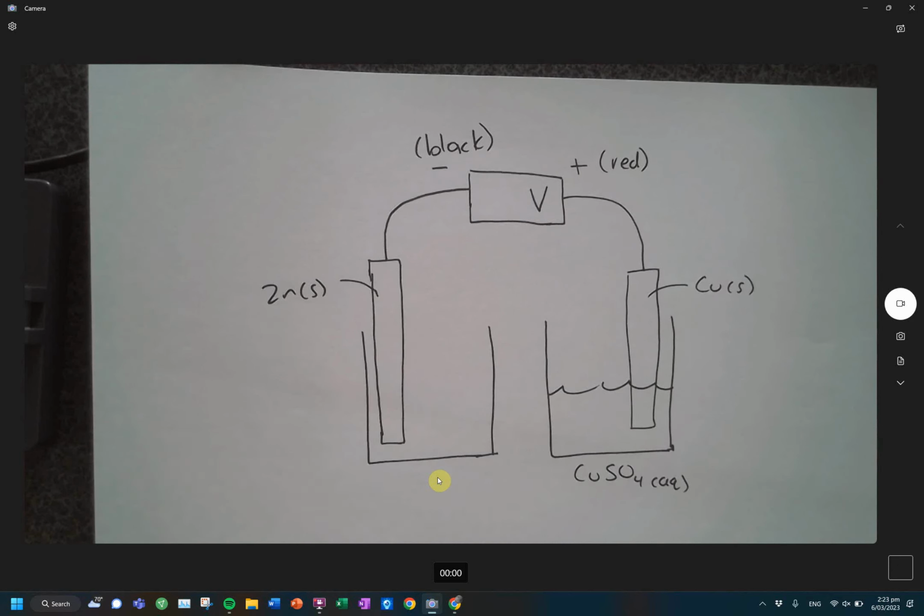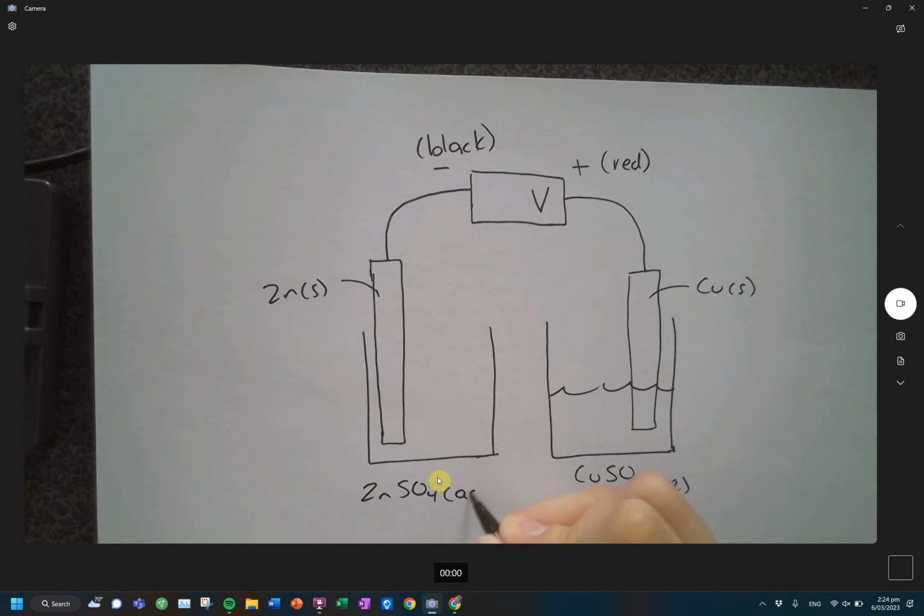The other solution you're going to get is zinc. And I have to double check. I think it's zinc sulfate as well. Yeah, it's zinc sulfate. So in the other beaker, you will have your zinc sulfate. And that's also aqueous.